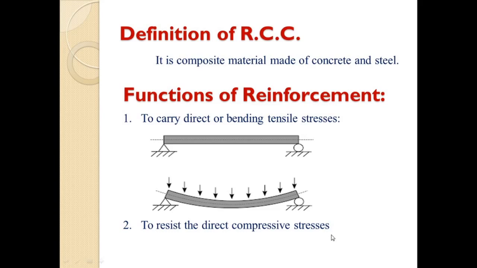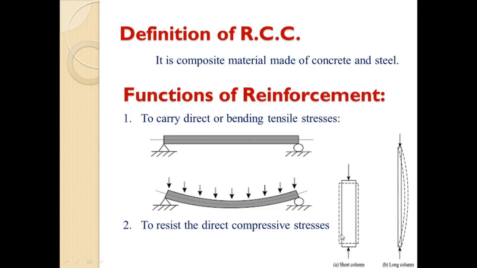The steel provided for this purpose is known as main or longitudinal steel. Suppose this is the short column. Short columns generally fail by crushing and long columns fail by buckling. In this short column we are providing vertical reinforcement, that is the longitudinal bars, to resist the direct compressive stresses. We call this longitudinal steel the main steel.